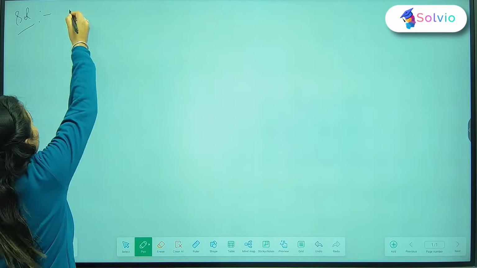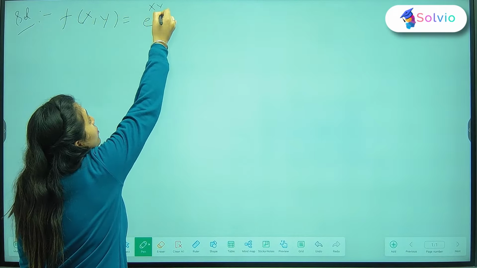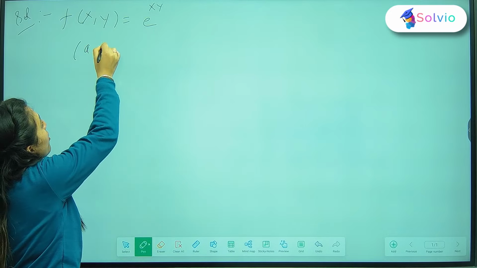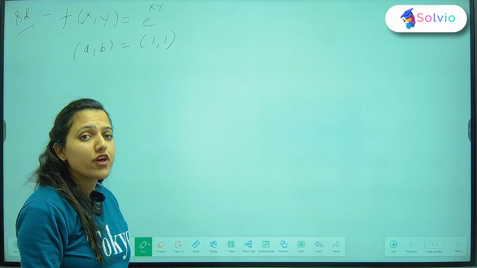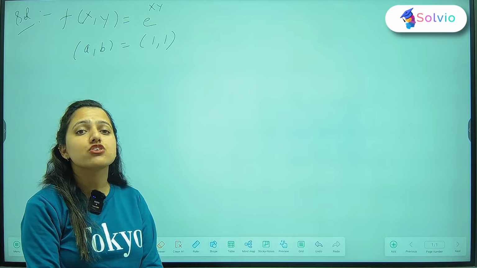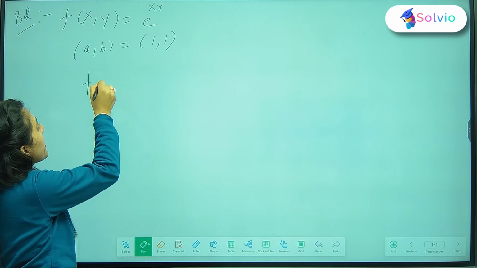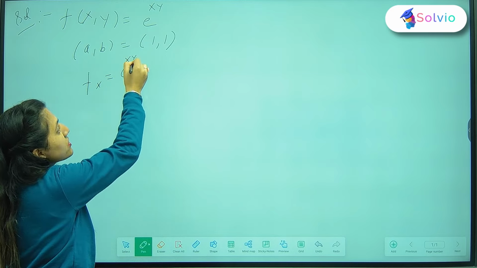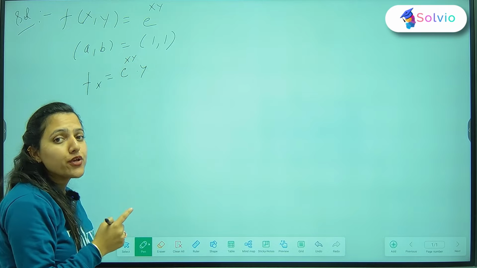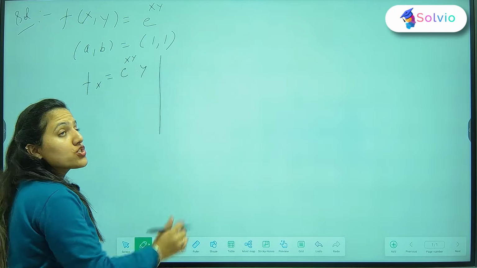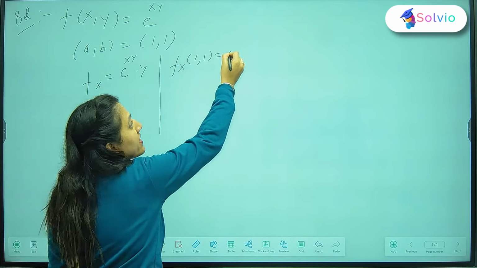Here our function f(x, y) is equal to e^(xy) and point (a, b) is equal to (1, 1). Firstly, we will evaluate the first order partial derivatives of function f with respect to x and y. So fx will be equal to e^(xy) multiplied by y, and simultaneously we will find its value at point (1, 1). So fx at (1, 1) is equal to e^(1·1), that is e.